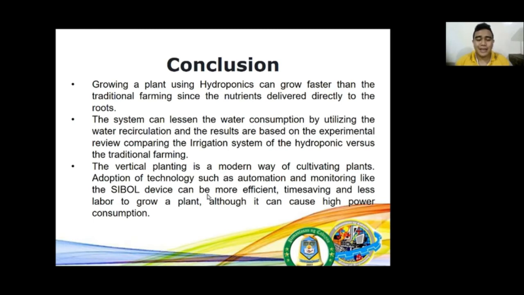Vertical planting is a modern way of cultivating plants. Adaptation of technologies such as automation and monitoring, like the device, can be more efficient, time-saving, and less labor to grow a plant, although it can cause high power consumption.